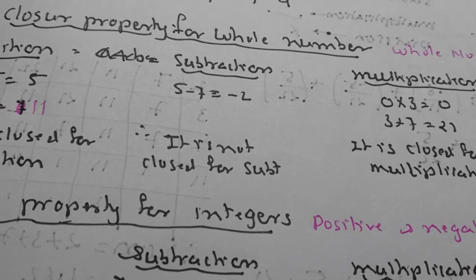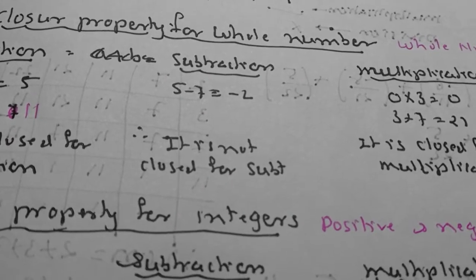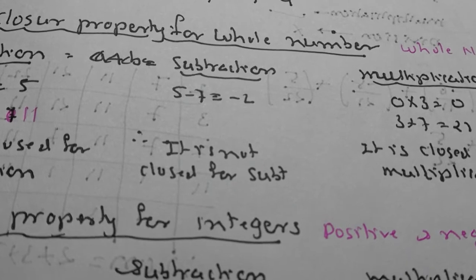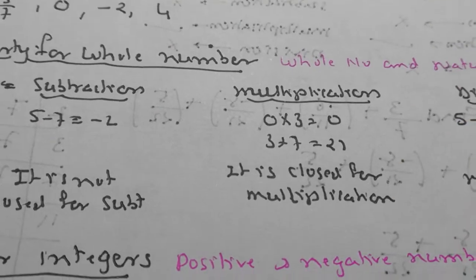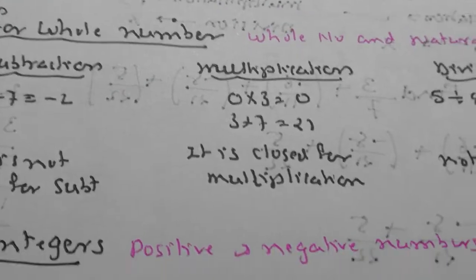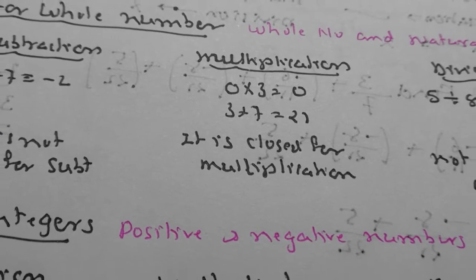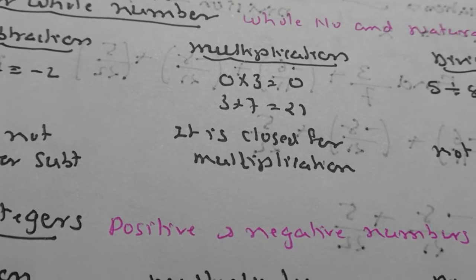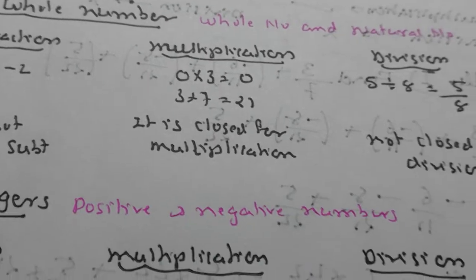Subtraction, 5 minus 7 is minus 2. But minus 2 is not a whole number. So it is not closed for subtraction. So closure property is not good for subtraction. 0 multiplied by 3 is 0. That is a whole number. 3 multiplied by 7. 3 and 7 both are whole numbers. The product of whole numbers is 21. Again that is a whole number. So it is good for multiplication.